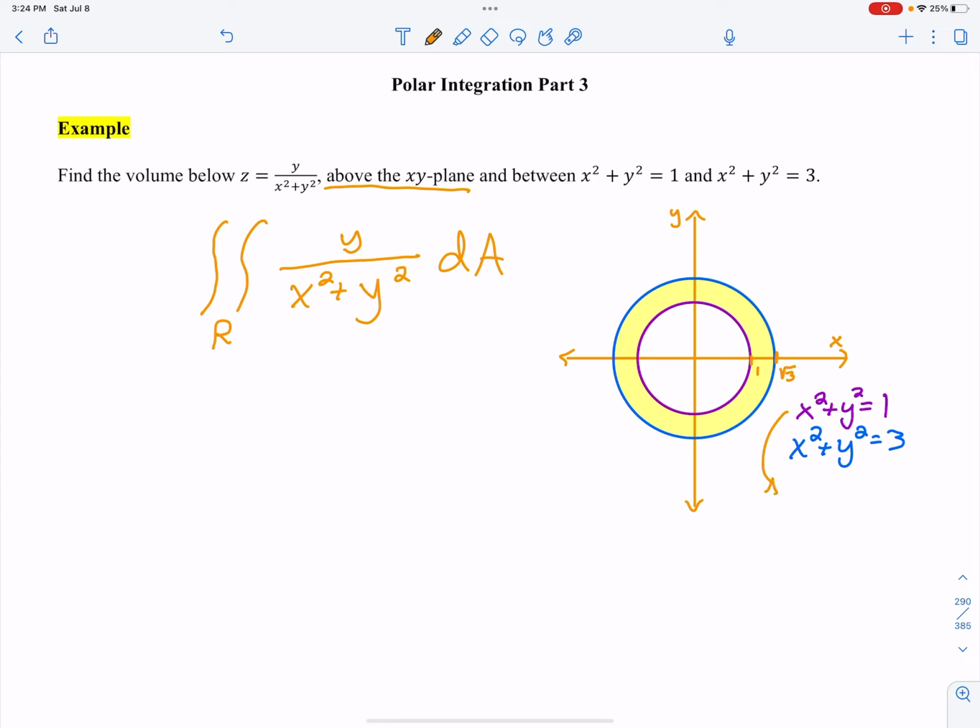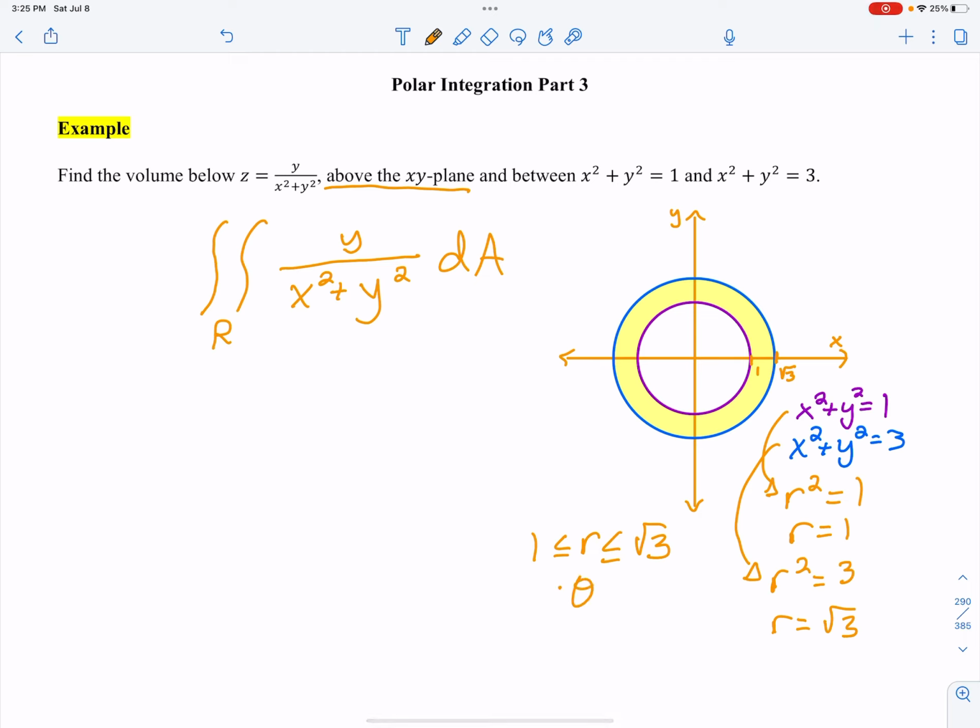If I take this and solve for r squared, I would plug it in, I got 1. Solve for r, I got 1. The second one, I got r squared equals 3. So that means r is equal to root 3. So this bounds my r for me. My r is between 1 and root 3. We can see that here. The radius is between those two.